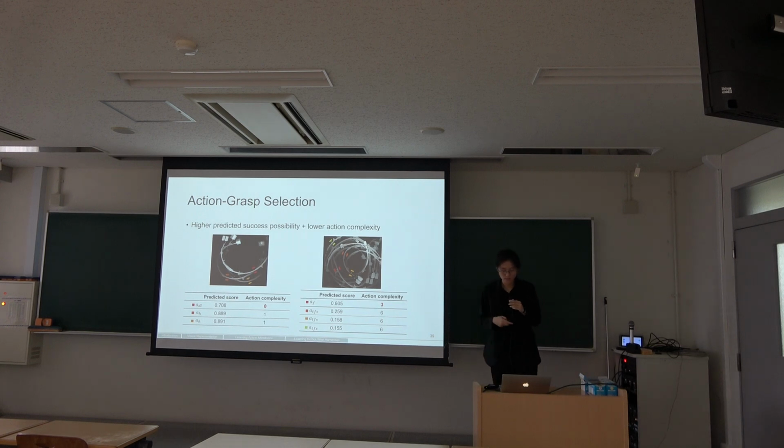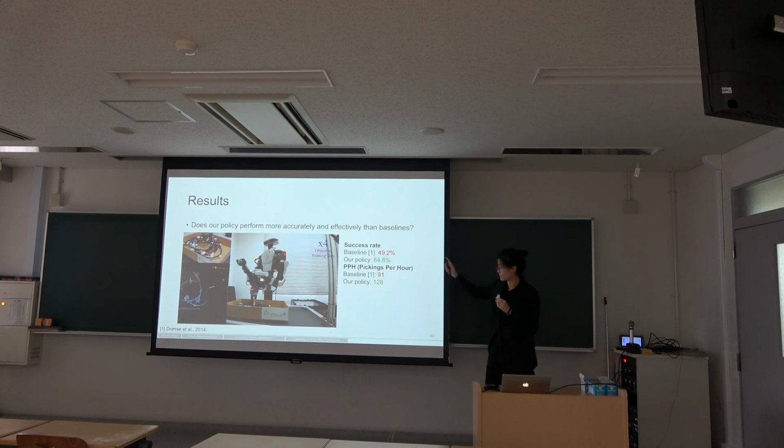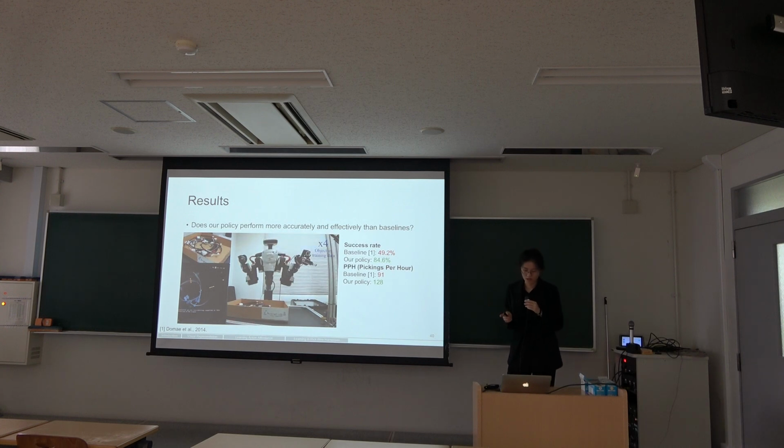Finally, at this point, we've obtained a set of grasp candidates, action candidates, and their scores. Our policy then evaluates all action-grasp pairs and selects the one with the minimal action complexity that ensures successful picking. Finally, we compare our policy with the baseline. Our policy can significantly increase the average success rate and the picks per hour. This also shows the picking efficiency of our policy.